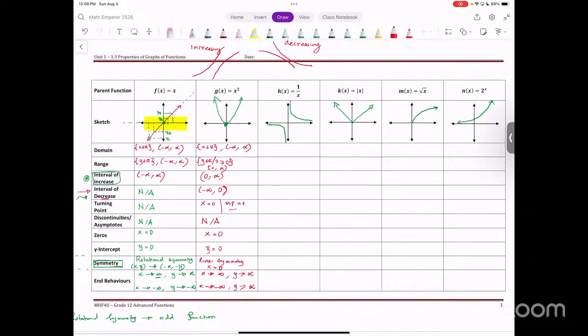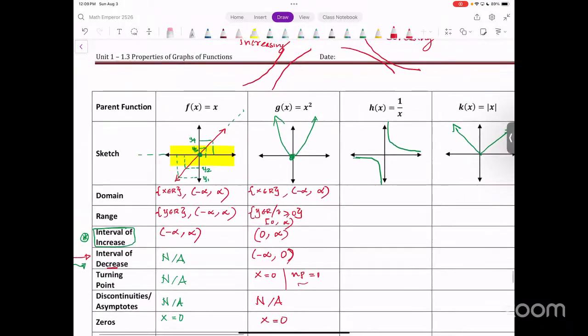Going back to the next one. The next one is going to be a little interesting. There are a couple of them that are going to be interesting. So Harsha, what is the domain? I want you to tell me the domain in interval notation.